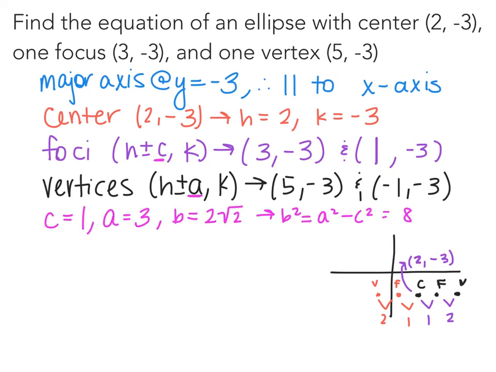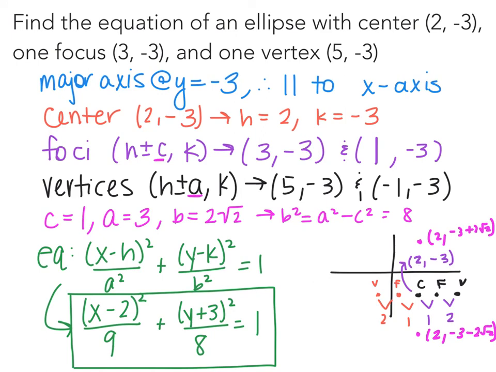Another thing I could find is my b value. So remember that b squared is part of the equation that I have to write, and it also helps me find the points along the minor axis, which are going to be about here and here. I just add that value to the y. So the point up here is going to be 2 comma negative 3 plus 2 rad 2, and the point down here will be 2 comma negative 3 minus 2 rad 2.